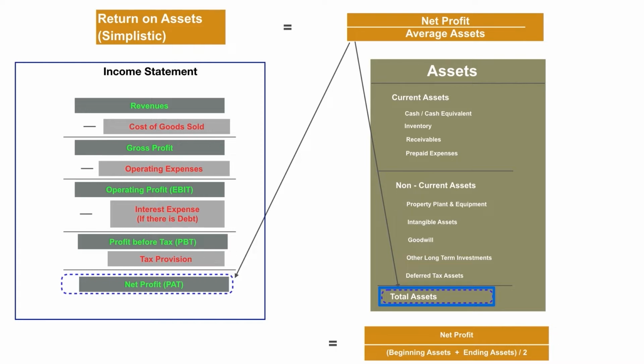Now, for calculating the ROA, we use average assets, that is the average of the beginning and the ending assets. And this is because the total assets on the balance sheet vary over the financial year. So the return on assets is expressed as the net income generated by the business in a financial year as a percentage of the average assets. So basically, for every dollar of asset on the balance sheet, how much net income is the company generating?